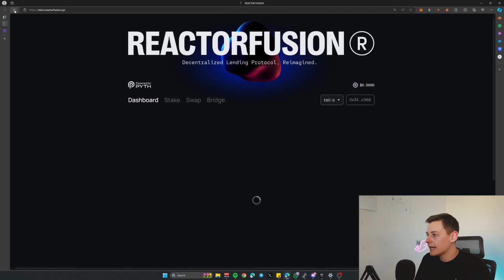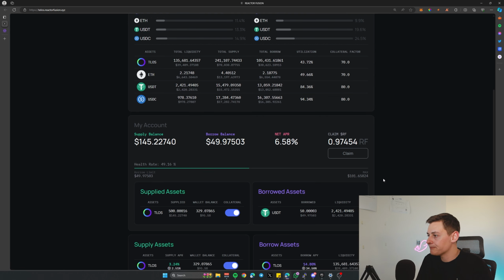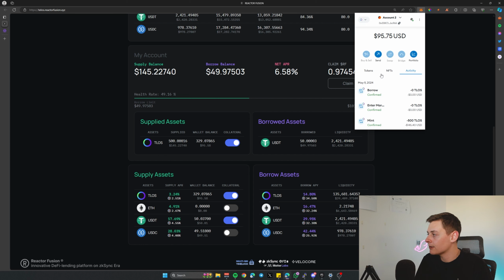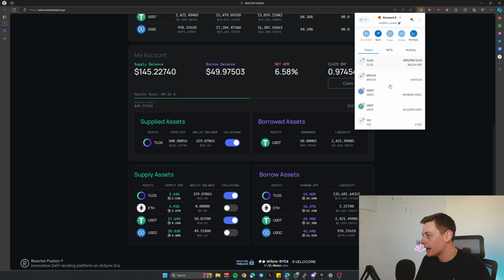Now, as you can see here, I have currently borrowed. Just do a quick refresh to get the numbers all loaded up. As you can see, I've borrowed just under 50 USDT and then I've got $145 worth of Telos supplied. So super cool. And if we open up my MetaMask wallet, you'll see that I have the tokens sitting in my wallet here under USDT once it loads. And like I said, I can do whatever I want with that. You can pay it off whenever you like. As you can see, 50 USDT there.